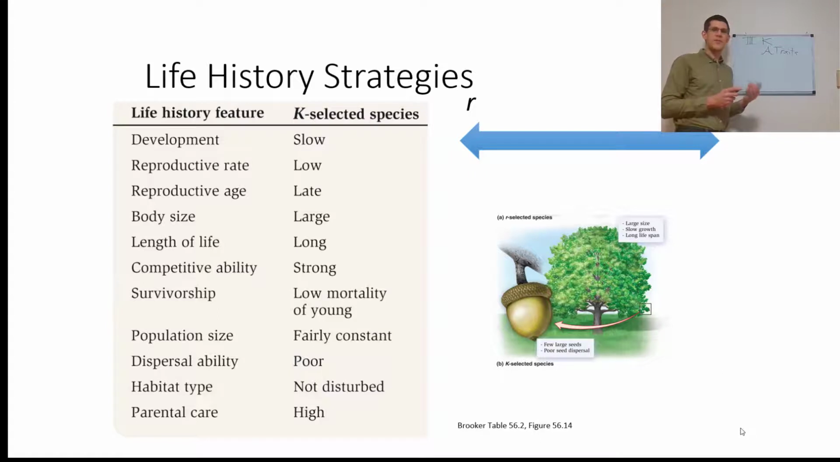They prefer habitats that are not disturbed, though. If the plow were to come through, then this oak might die, in which case all its competitive ability counts for nothing. And it doesn't need to disperse a lot. It wants to develop K where it is, form a good population.